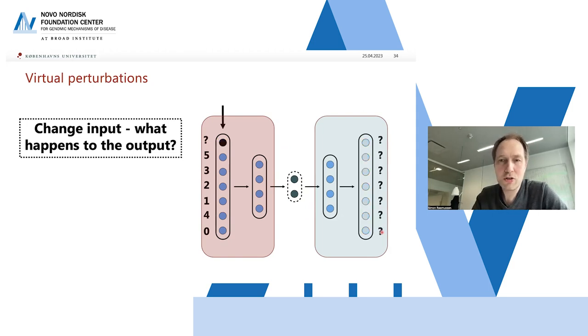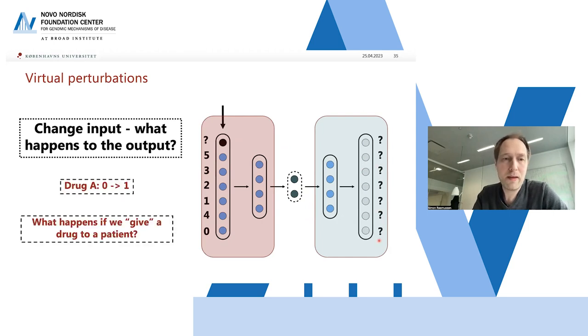Imagine we trained the model. Then we change one of the input features and put the data through again. What happens to the reconstructions on the other side? For instance, if we change the drug status for one of the patients from not getting the drug to getting the drug, we're basically asking the model what happens if we give a drug to a patient.